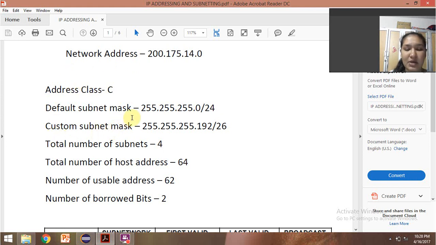Then the default subnet mask is, we know, 255.255.255.0, and the custom subnet mask is 255.255.255.192/26. Then the total number of subnets is 4. Total number of host addresses is 64. Number of usable addresses is 62. To get the total number of host addresses, we borrowed 2 bits.